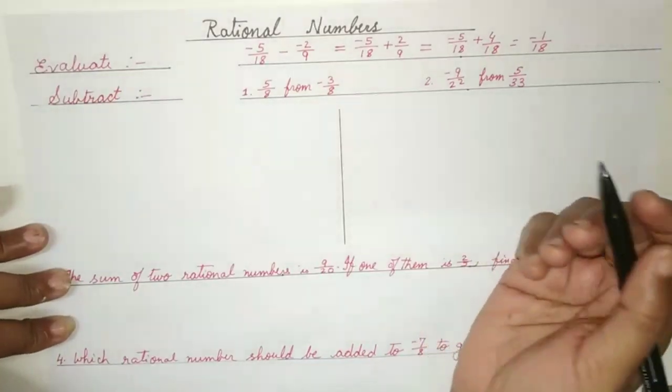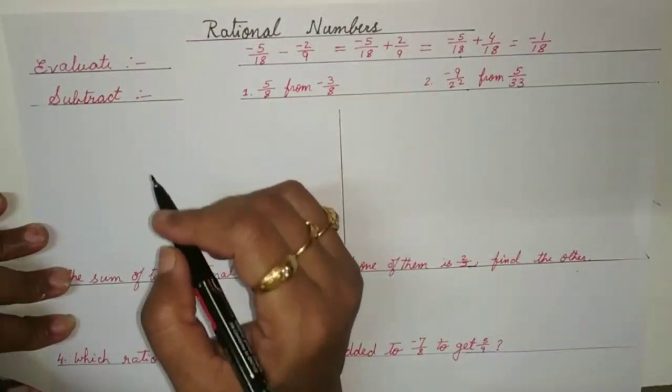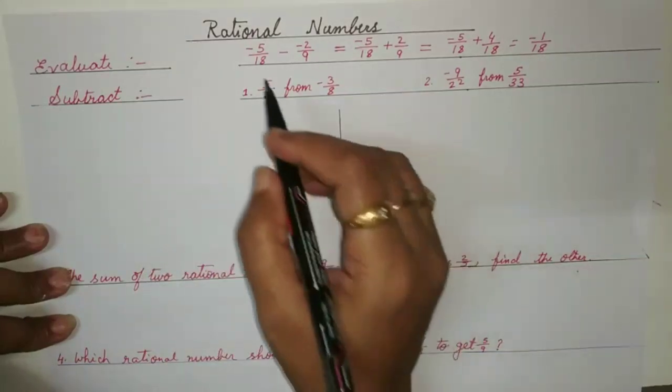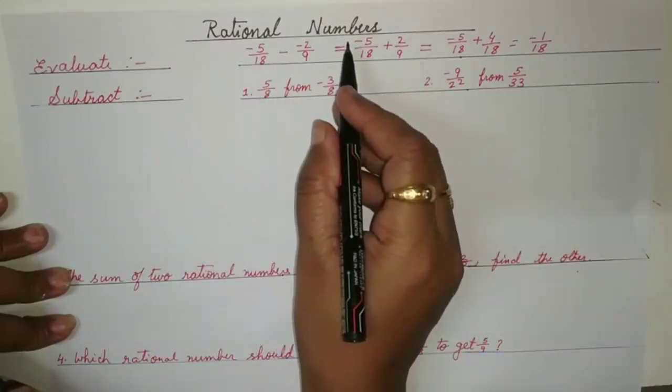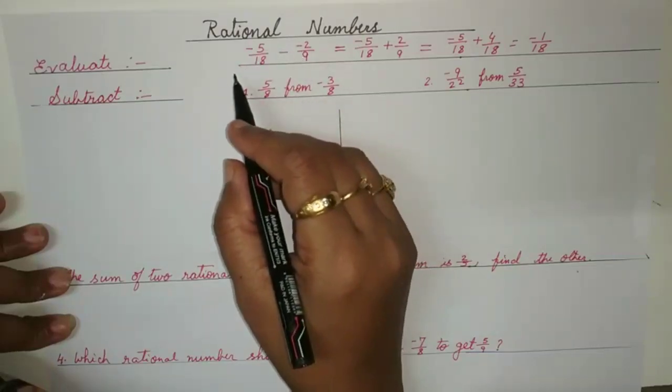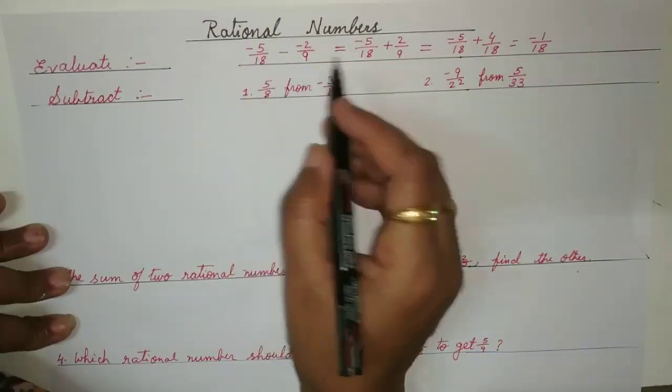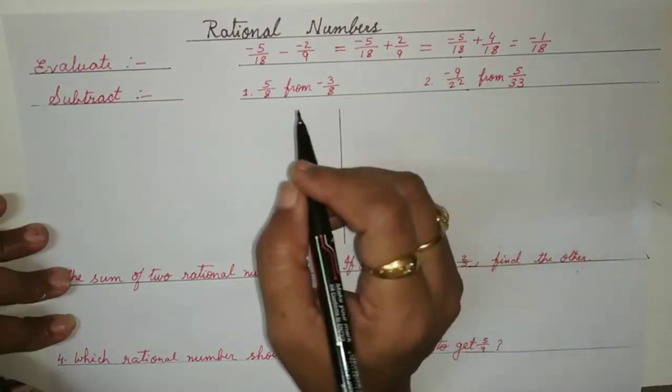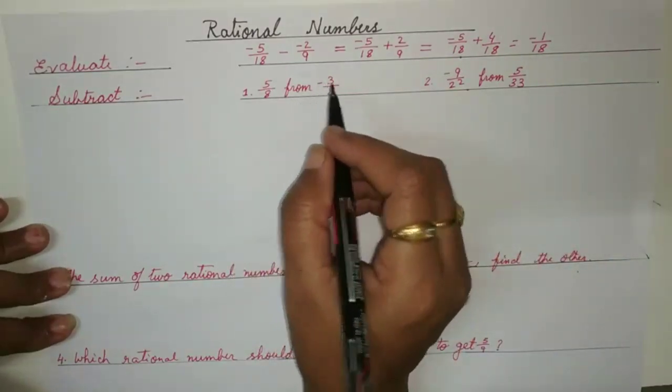Today we will do subtraction, multiplication and division of rational numbers. We had done addition of rational numbers in my previous video and you were asked to solve the exercise also, which you all must have done.